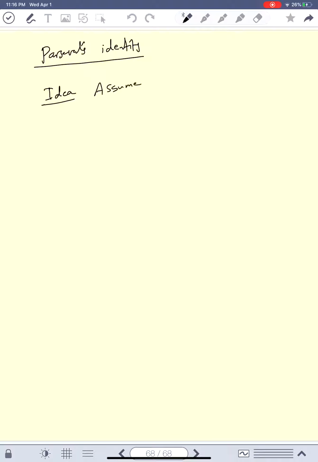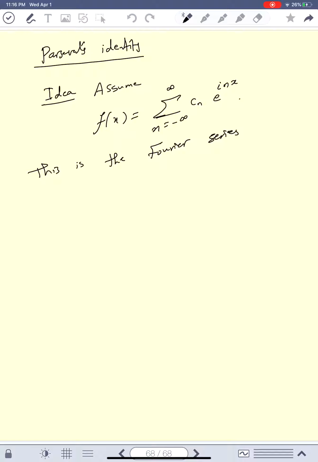let's say, assume that you have f(x) equal to the sum from negative infinity to infinity of c_n e^(inx). So basically, this is like the Fourier series, right? And this is the complex Fourier series.